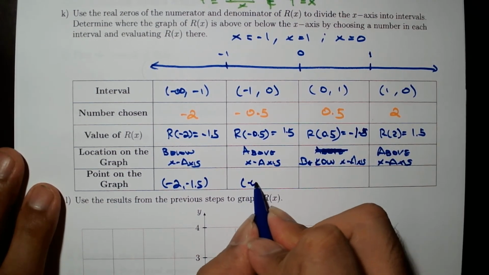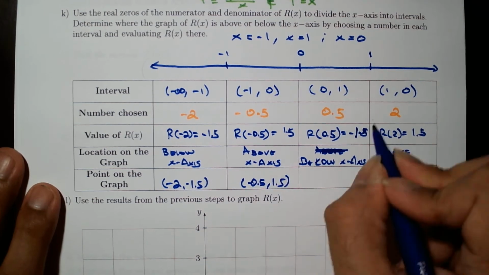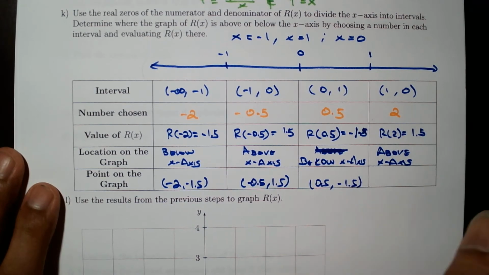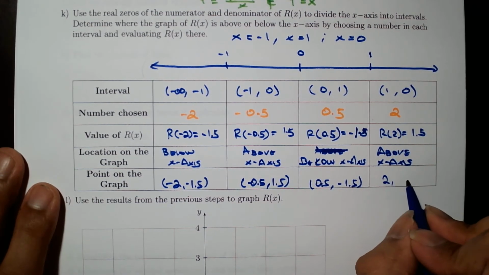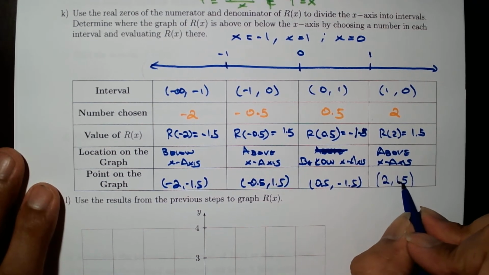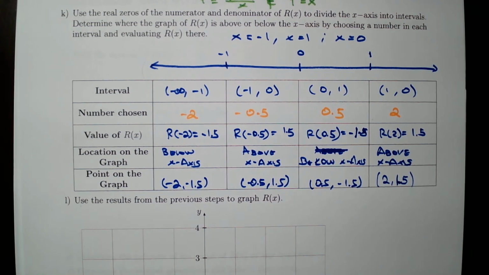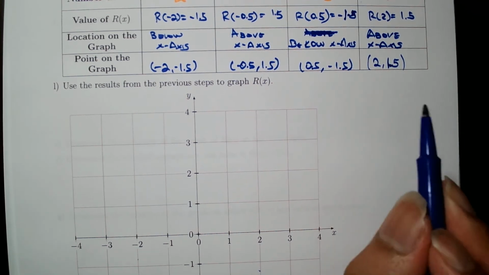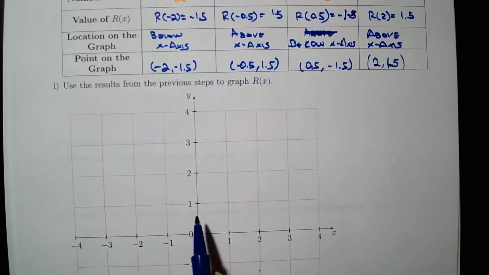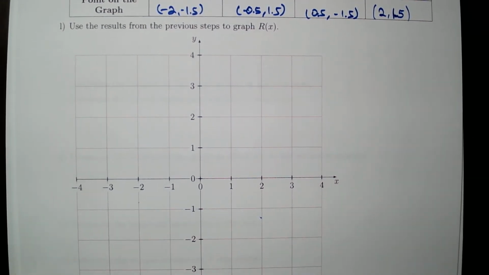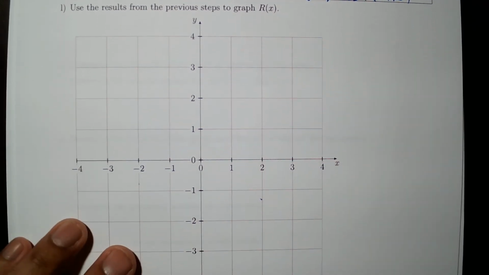The point is going to be negative 0.5, 1.5. The point is going to be 0.5, negative 1.5, and 2, 1.5. Typically we don't use decimals, right? However, in this case we're taking a break from those, we're looking at numbers, not functions, because when it comes to graphing, we need those decimals to have a good estimate of what we are obtaining here. All right, let's use all the information to graph the given function.